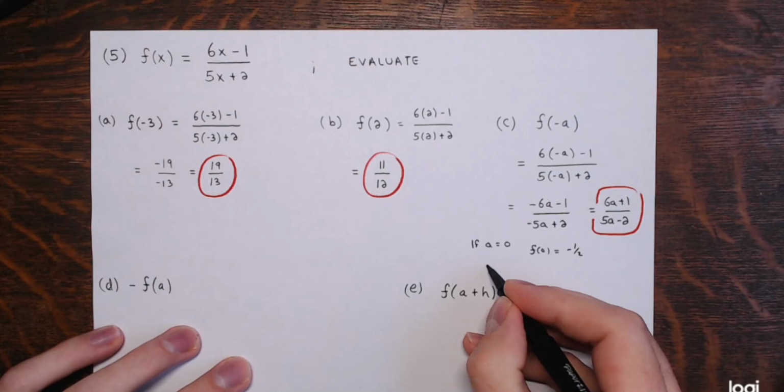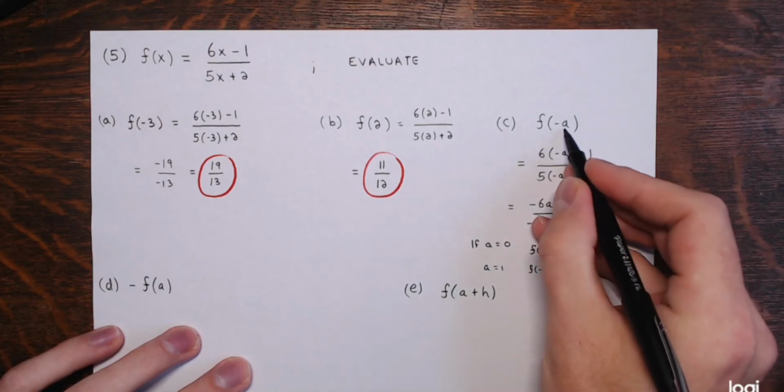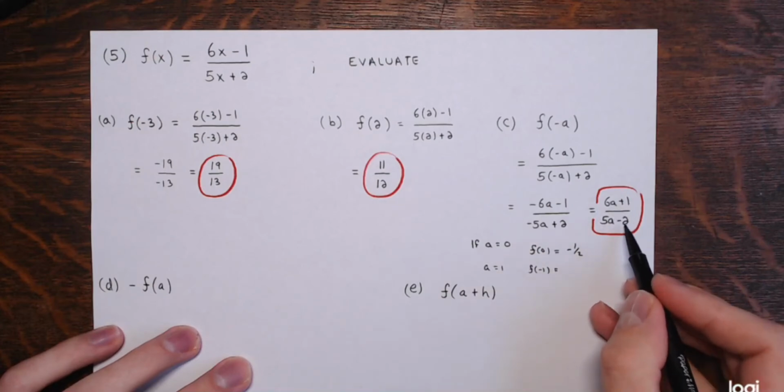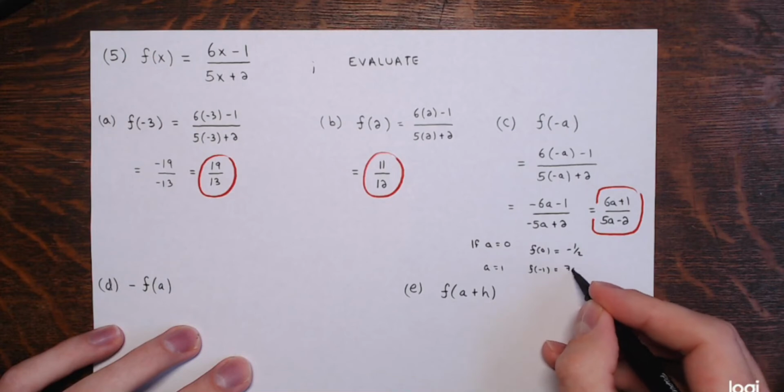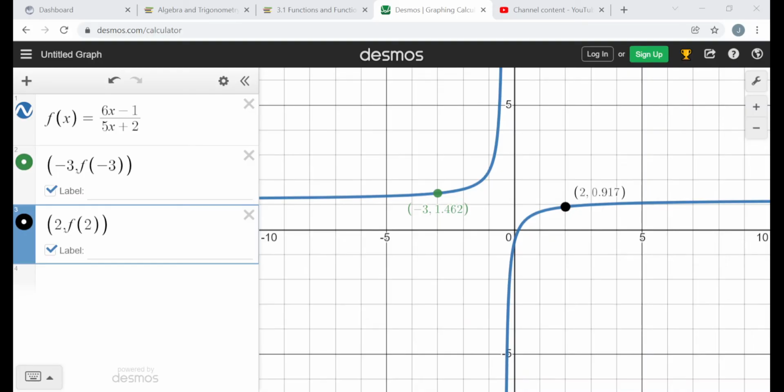If a were 1, then you'd have f of negative 1, replacing a with 1, that puts negative 1 as the input, equals 7 thirds. Right, 7 thirds, 2 and a third. Let's just see that happening.